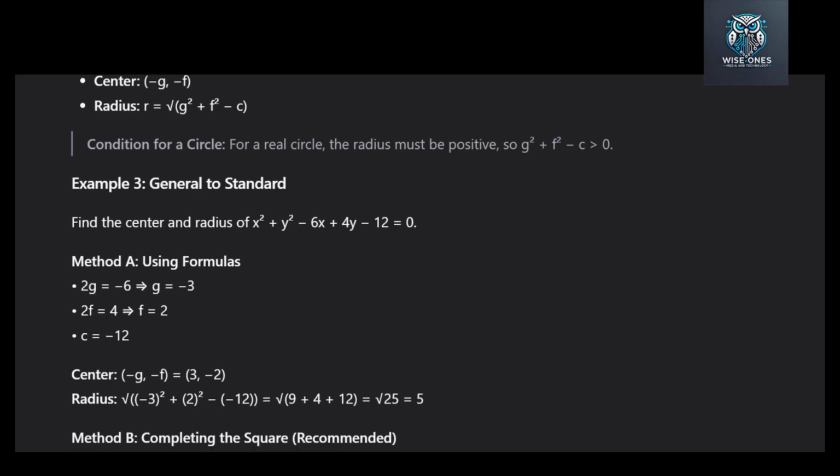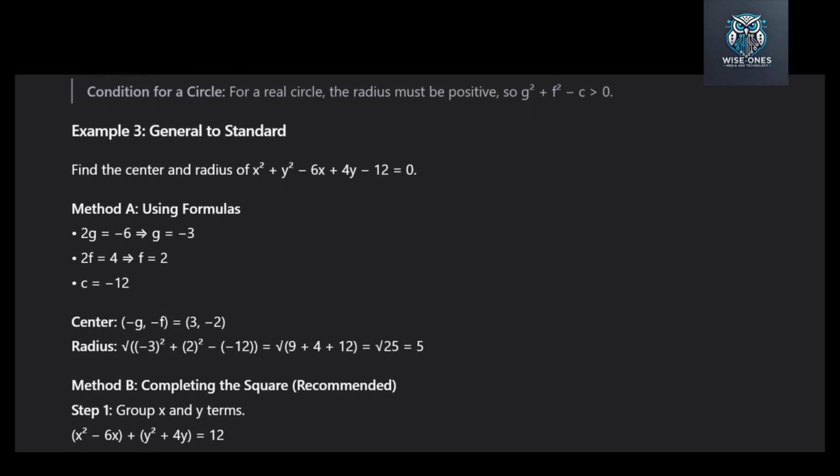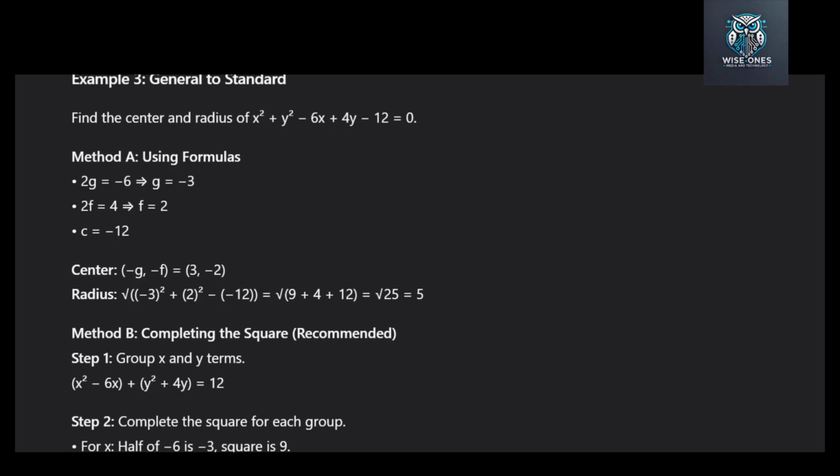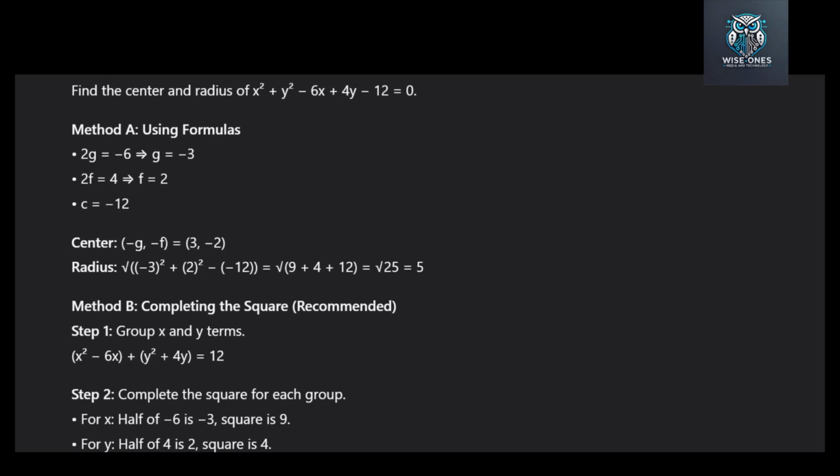Let us look at example 3. General to standard. Find the center and radius of x squared plus y squared minus 6x plus 4y minus 12 equals 0. We will use method A first. This is using formulas. Compare x squared plus y squared minus 6x plus 4y minus 12 equals 0 with x squared plus y squared plus 2gx plus 2fy plus c equals 0.